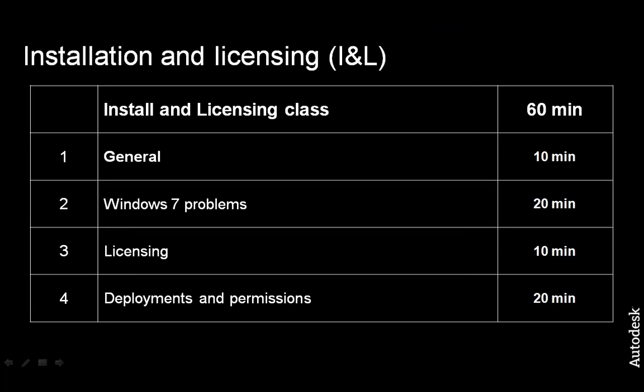On the installation and licensing side, we have 4 topics. First, we want to discuss some general issues around install and licensing. Then we follow up with Windows 7 specific items, licensing in particular, and the final session will be around deployments and permissions.